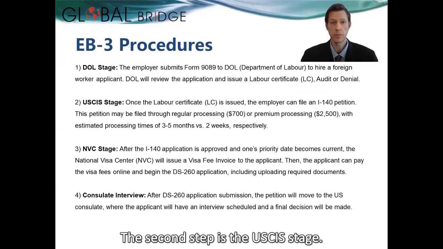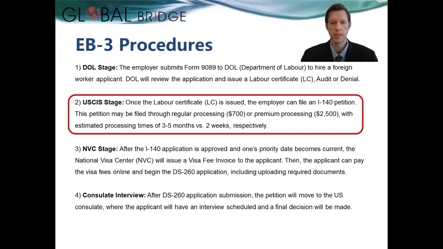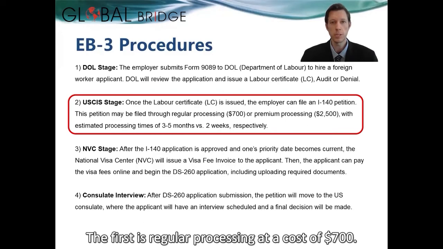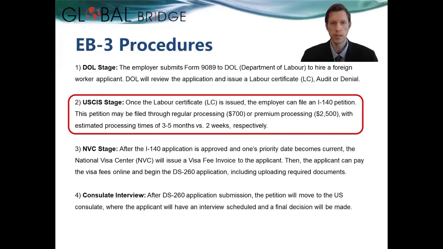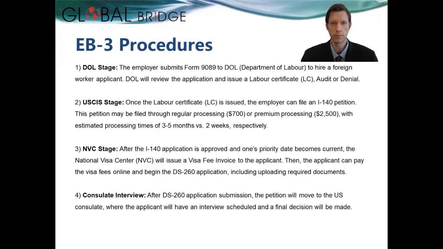The second step is the USCIS stage. Once the LC is issued, the employer can file an I-140 petition. This petition has 2 options for processing. The first is regular processing at a cost of $700. The second is premium processing, which is much more expensive. However, it can also result in a much faster processing time.